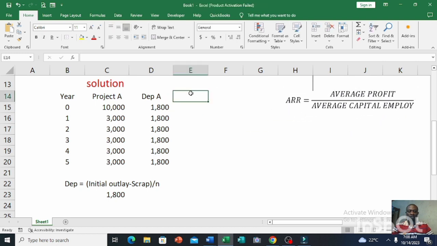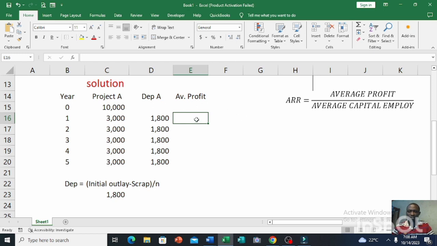Our average profit now. There is no depreciation at year 0, because at year 0 nothing has happened. What is depreciation in the first place? It's just the loss in the value of an asset. So year 0 means nothing has started, which means nothing is depreciating yet.